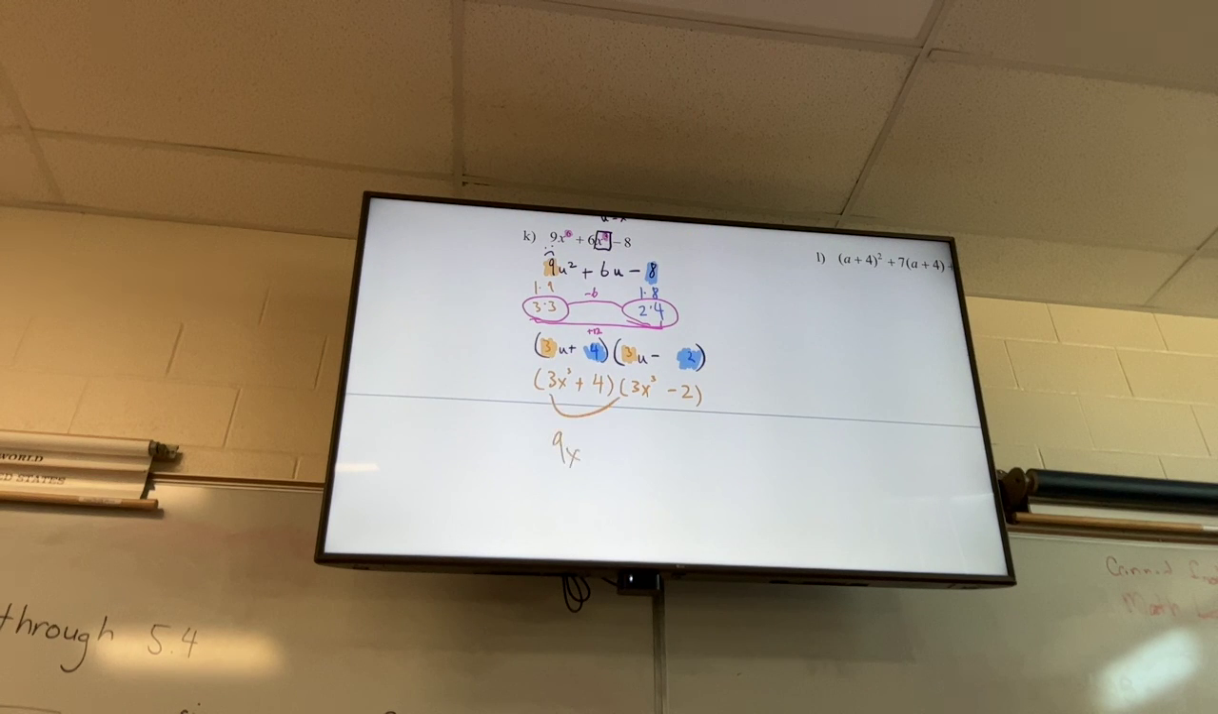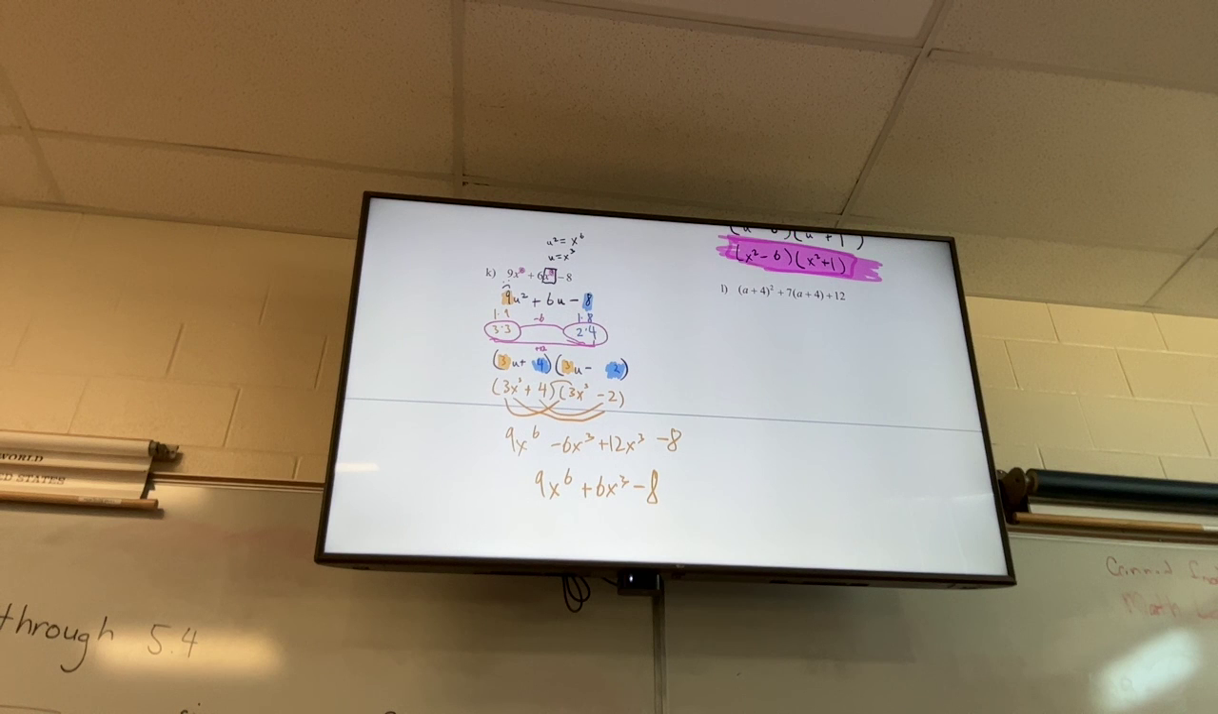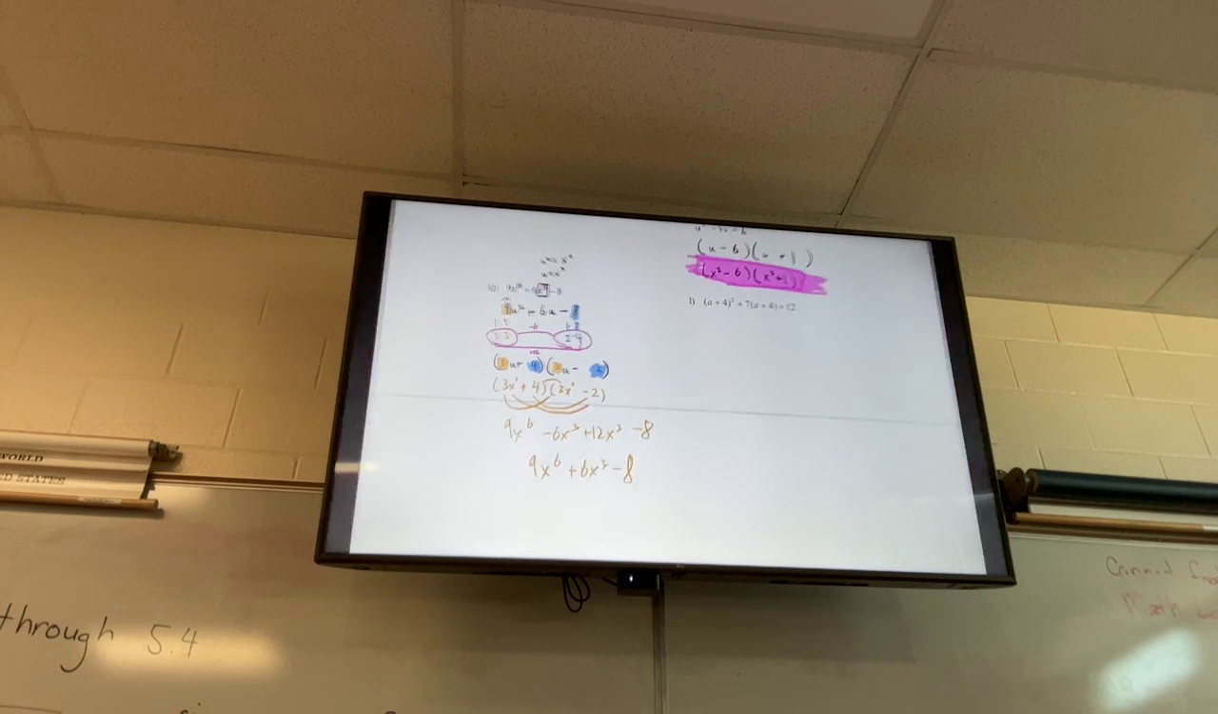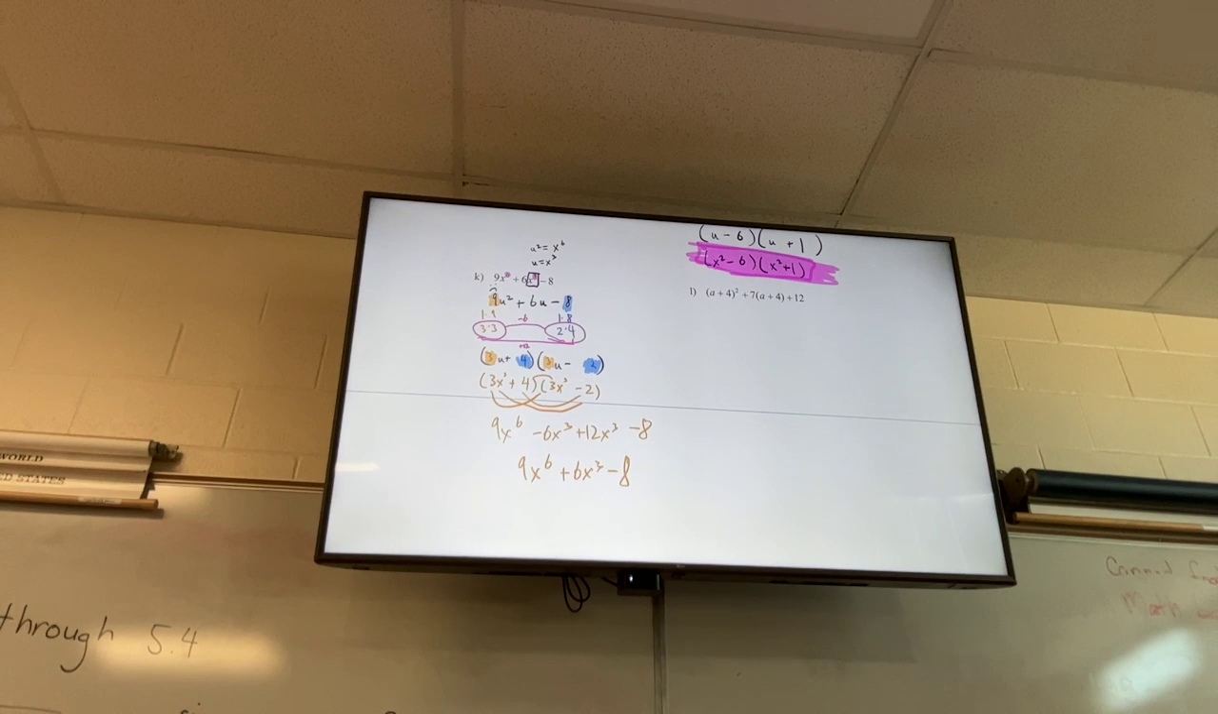So it'll be 9x to the 6th minus 6x cubed plus 12x cubed minus 8. 9x to the 6th plus 6x cubed minus 8. We're not done yet, guys. There's one more example I got to show you. Okay? So you can do the homework over the weekend, okay?